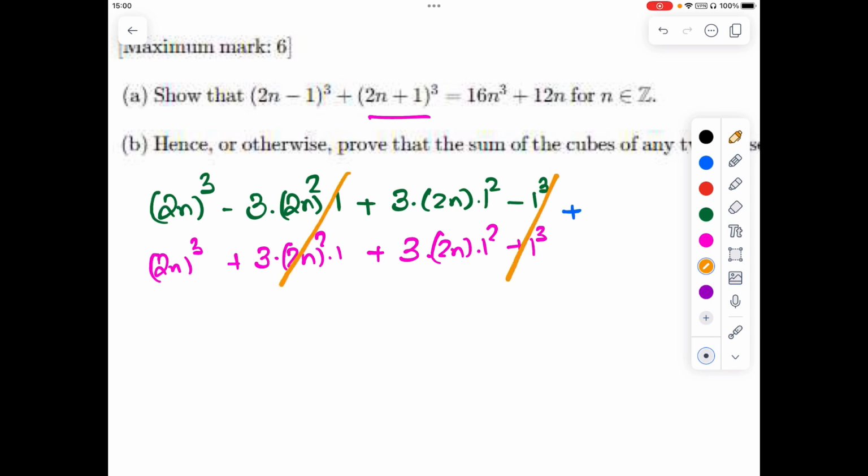So what am I going to get out? 8n cube plus 8n cube is nothing but what? 16n cube, plus this is going to be 6n plus 6n, 12n. So that is what he's asking us to prove.